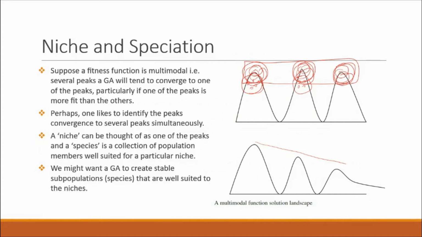So what we want is for the GA to create stable subpopulations that are well suited to the niches. That is what we always want to create.